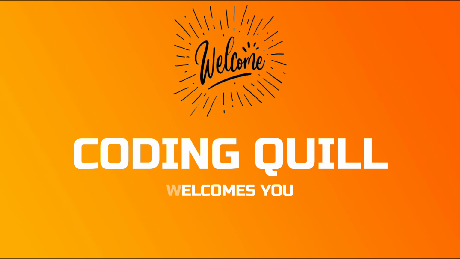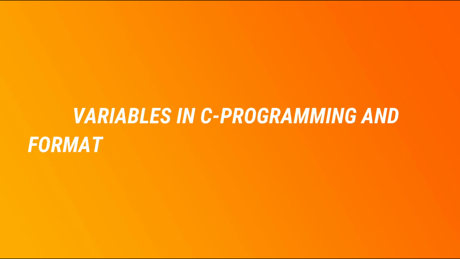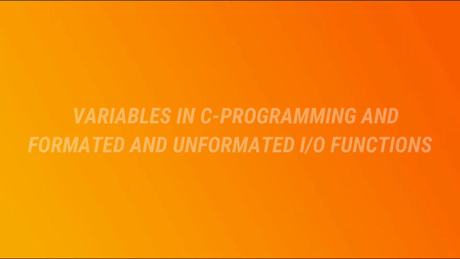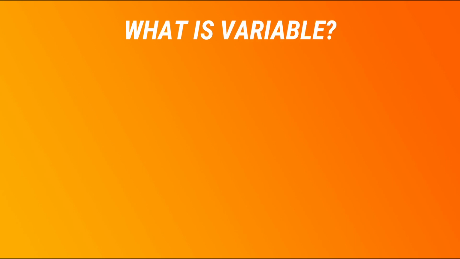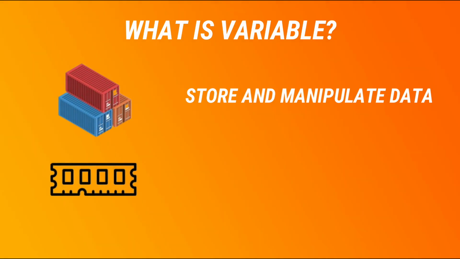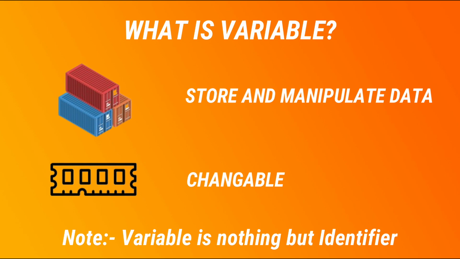Today we are continuing our C programming series with our fourth topic: variables in C programming and formatted and unformatted IO functions. So, what is a variable? Basically, it is like a container in programming where we store and manipulate data. You can say that a variable is a kind of memory location and it is changeable, which means we can change the value of a variable during execution of programs.